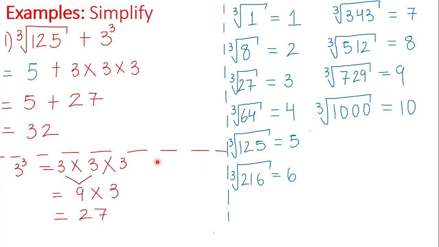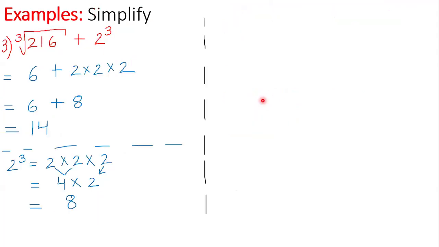6. Now the reason is because 6 times 6 times 6 is 216. Okay? What is the cube root of 64? 4. Why is that? Because 4 times 4 times 4 is 64. Very good. What's the cube root of 27? 3. Why? Because 3 times 3 times 3 is 27. Very good.